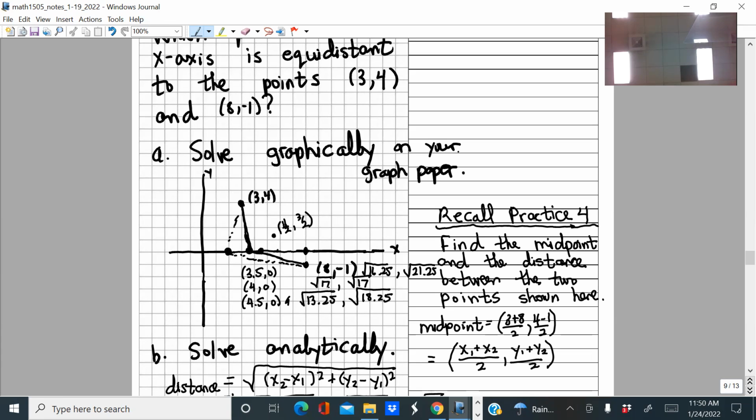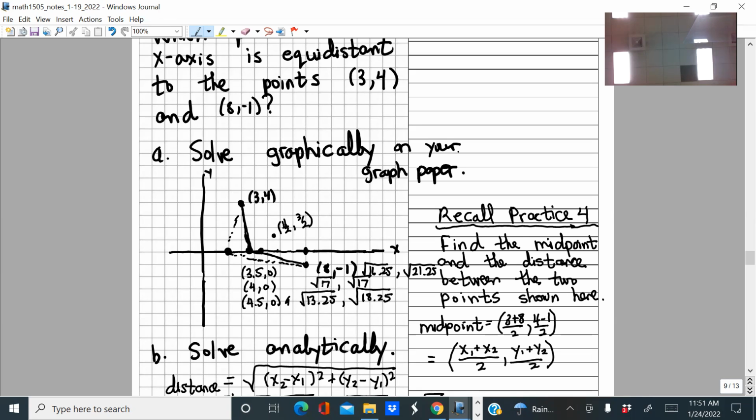Well, that's a tough question to answer graphically. Some people got the answer, 4 and 0, but some people got 3.5 and 0, not quite the right answer, and some people got 4.5 and 0, also not quite the right answer. So this one is hard to answer accurately and confidently graphically.